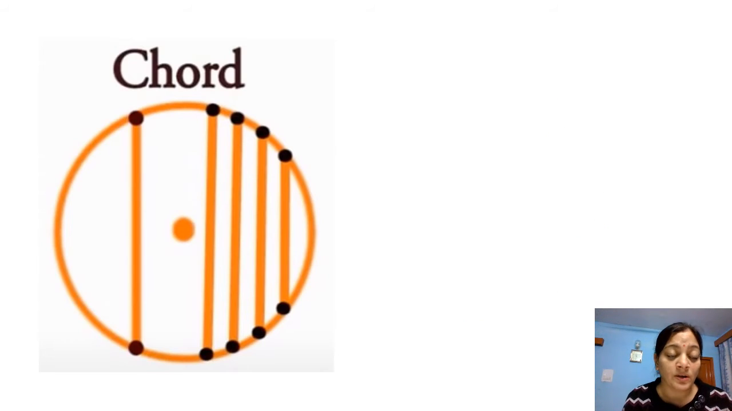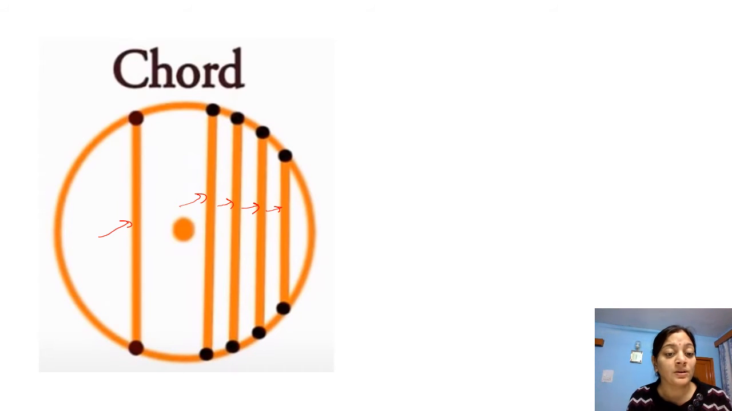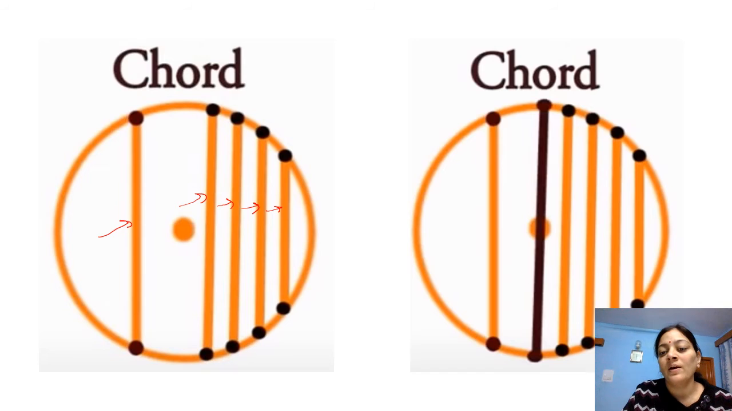So next is chord. A chord is the line segment joining any two points on the circle. So all these are chords, and when any one of the chords passes through the center, it becomes the diameter of the circle. So in this way we can say that the diameter is the longest chord of the circle.